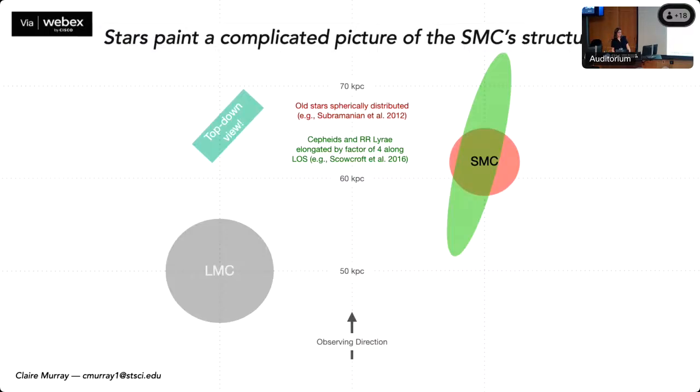If you look at Cepheids or RR Lyrae, you can see that the SMC appears to be elongated by about a factor of 4 along the line of sight. So really, when we're looking at the SMC system, we're looking at it almost end-on when we're looking at the Cepheids and RR Lyrae.